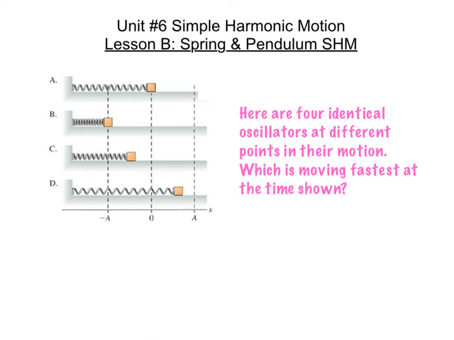Okay, so the correct answer here is going to be number A. The maximum speed of an oscillator occurs when that mass passes through its equilibrium position. This is the equilibrium position. Therefore, number A is the one that shows the oscillator at its maximum speed. Okay, so let's continue on talking about springs and pendulums.